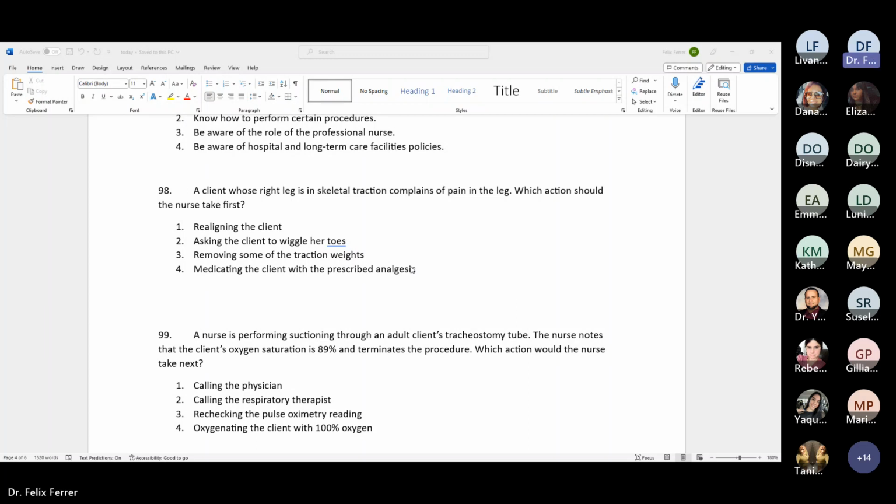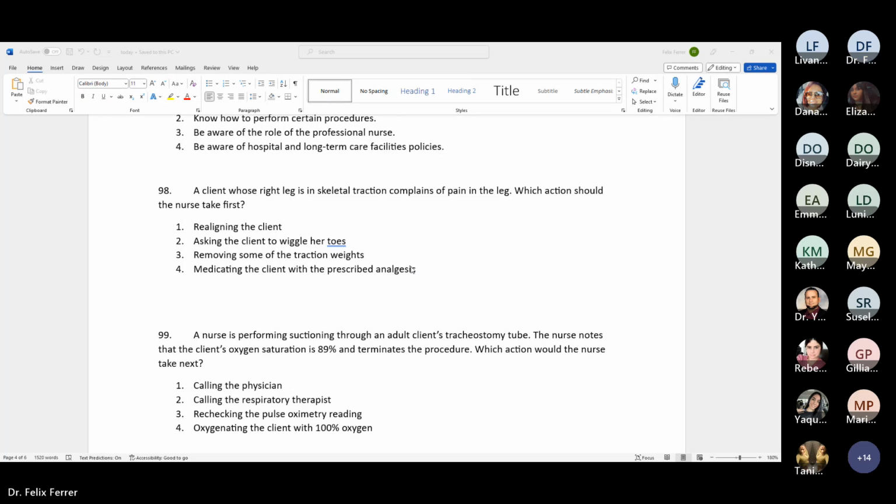That's number one. In skeletal tractions, you have pin sites, and we always have to do pin care. Is pin site care a sterile or a clean procedure? It's a sterile one, and it requires normal saline plus hydrogen peroxide. That is on your NCLEX too. Only those items: normal saline and hydrogen peroxide. Nothing else.